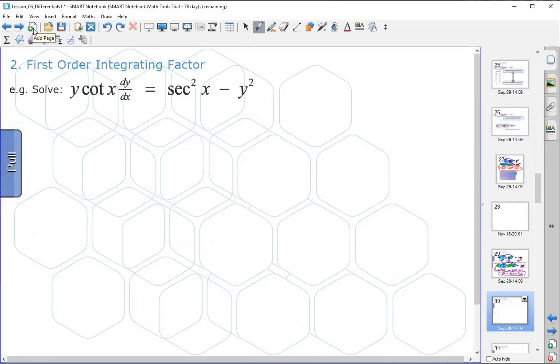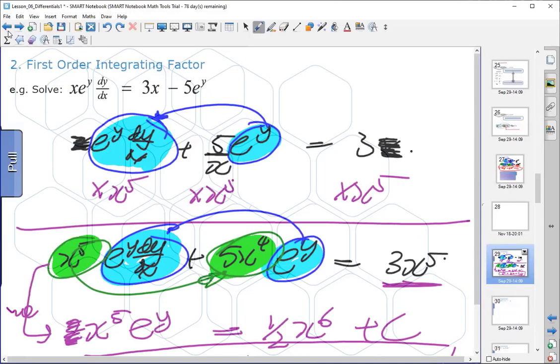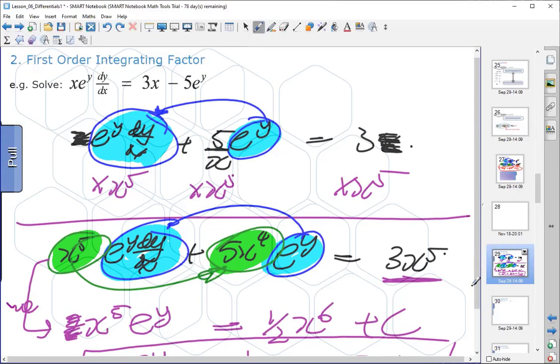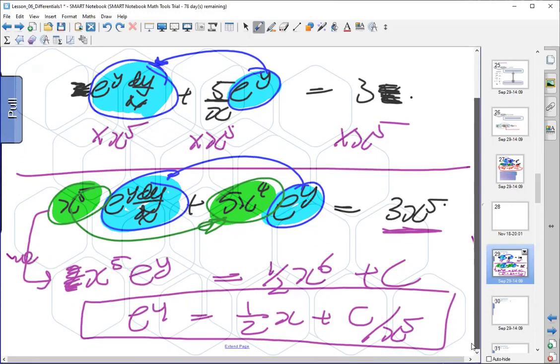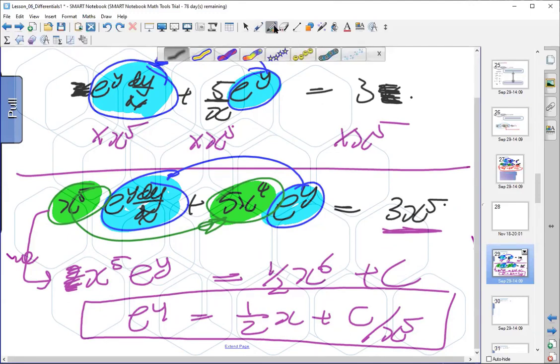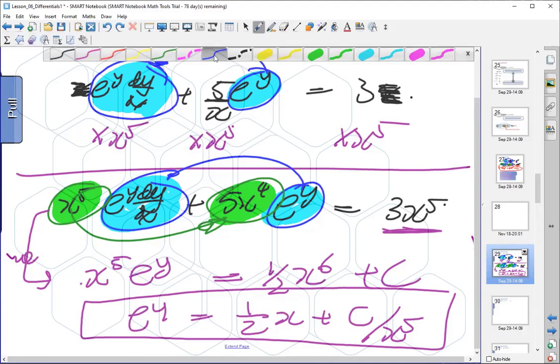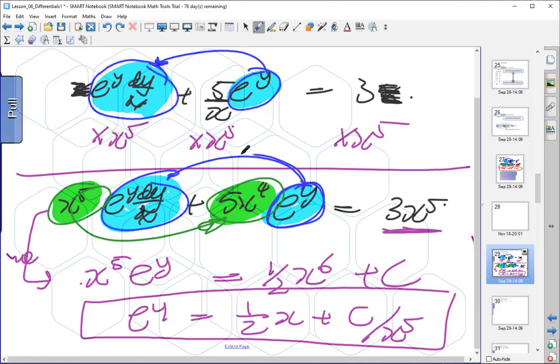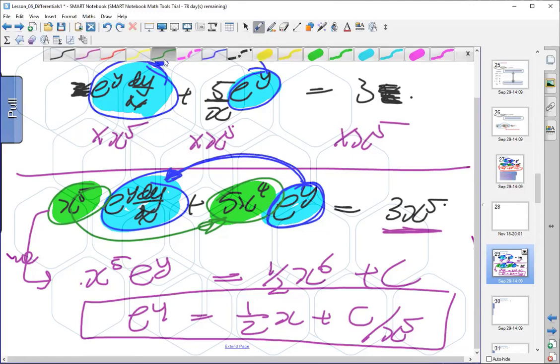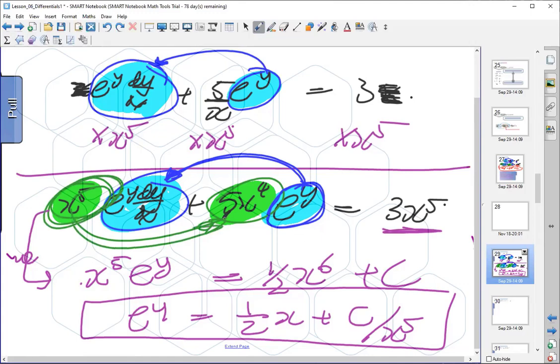So how did you get, before you had 2 and then you crossed it out, the 2x to the 5 e to the y? Oh, okay, let's go back. The 2 was just me going to multiply through by 2. So what we did was after we matched it up, it's all perfect now. It's an exact differential equation. So the e to the y differentiates to give you e to the y dy by dx. And the x to the 5 differentiates to give you 5x to the 4.